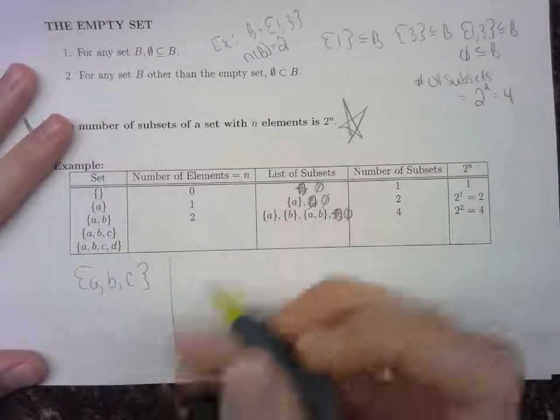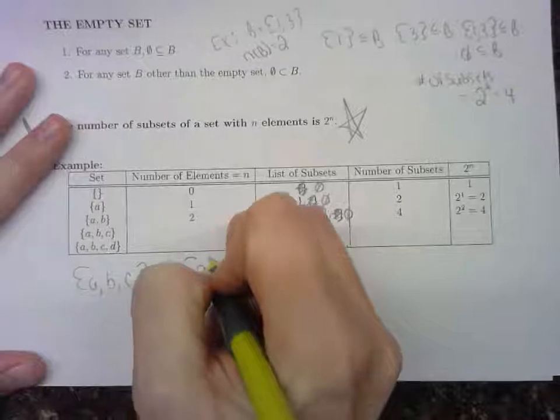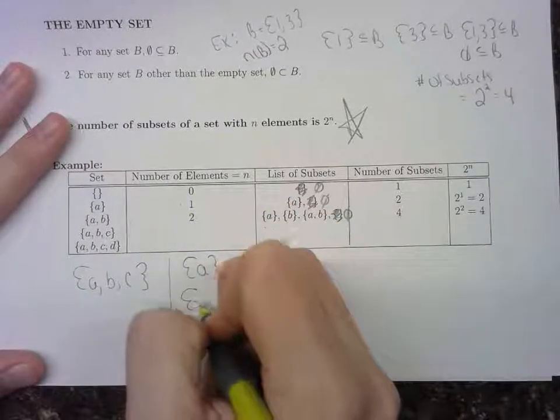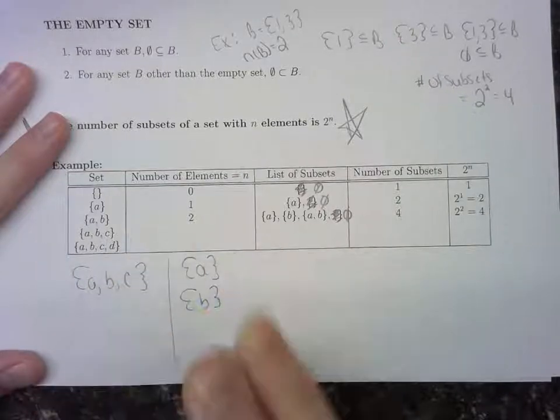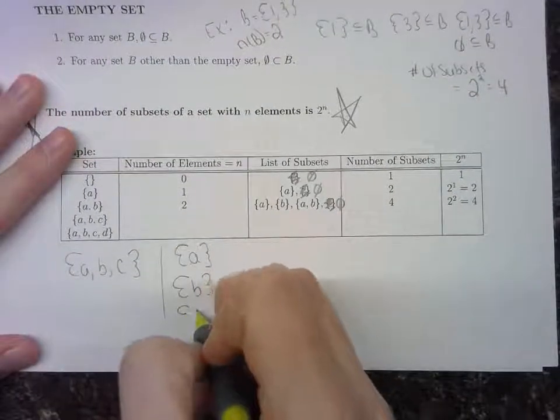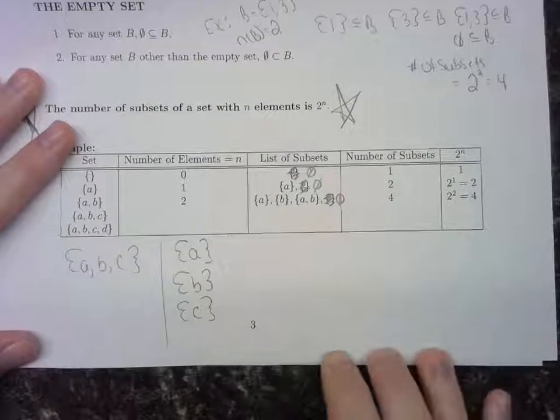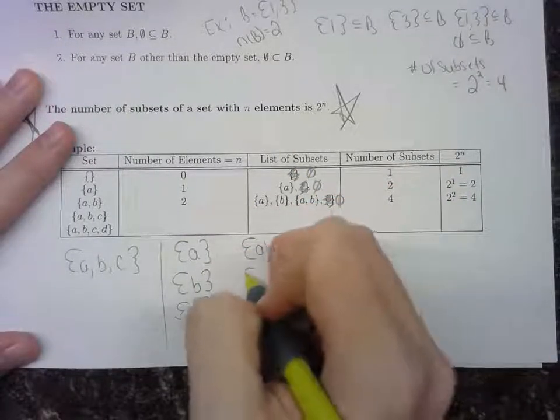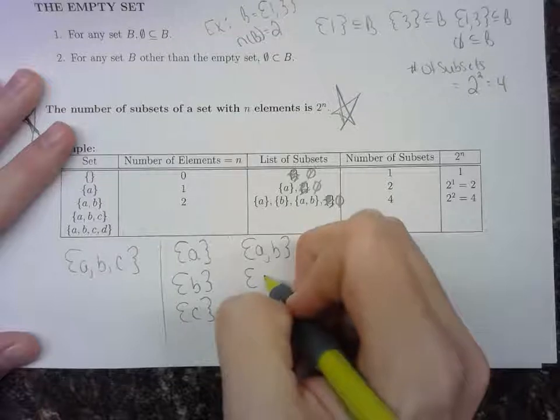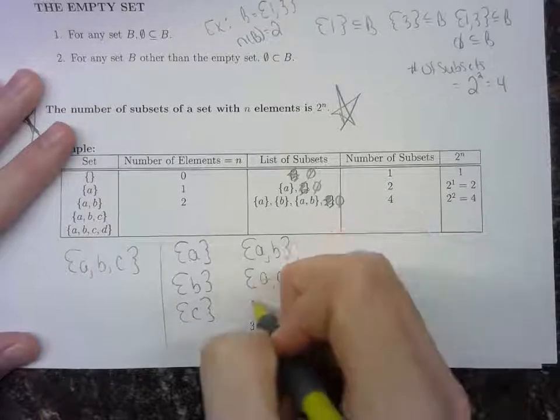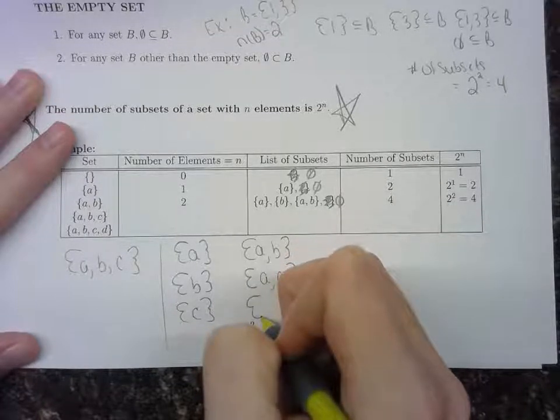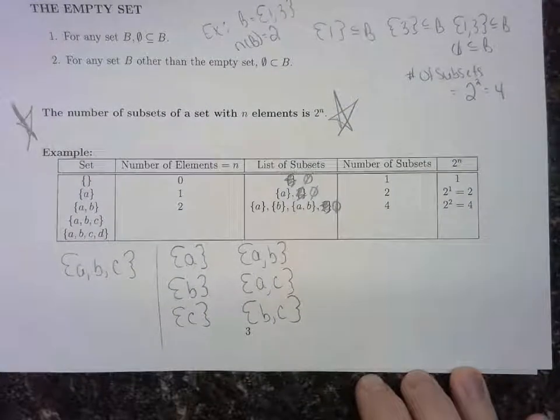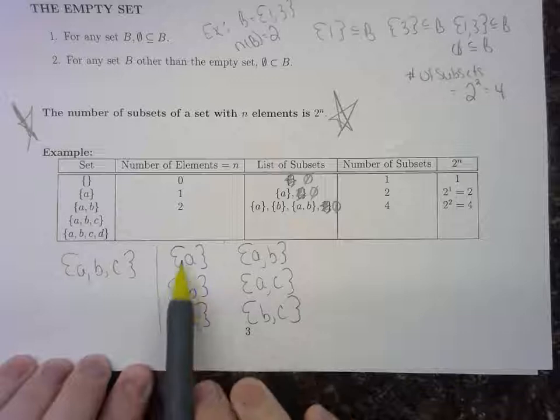Okay, so we want to list the subsets. First of all, we have the set with just A. A is a subset of this set. We also have B, so B is a subset of that set. And we also have C. Okay, we also have A, B. So now I'm going to list all of the 2 ones. We have AC. We have BC. Okay, so we have the 2 ones.